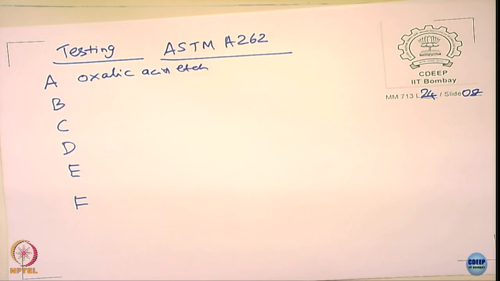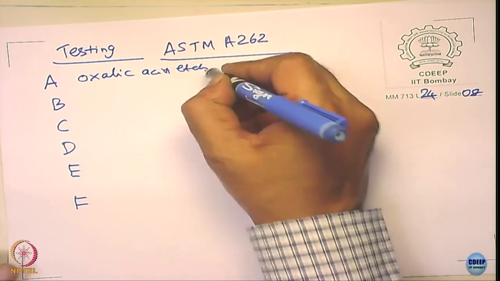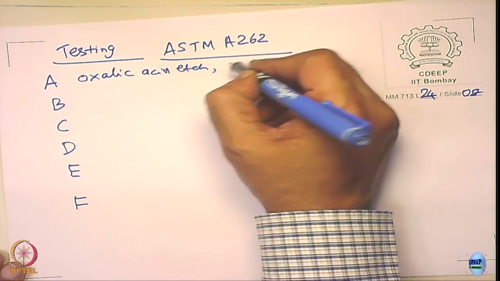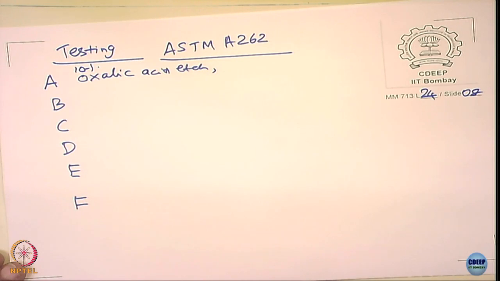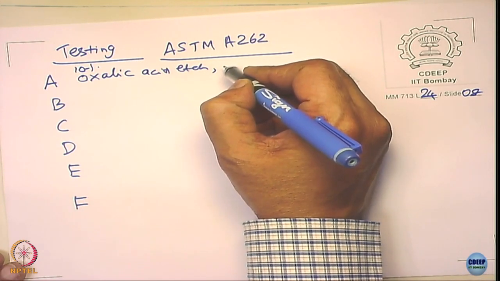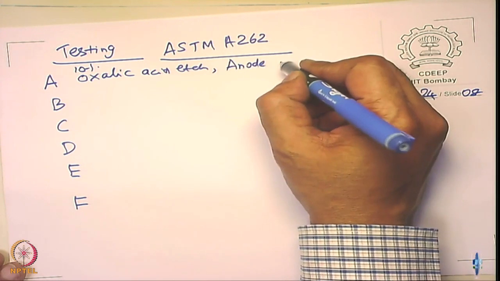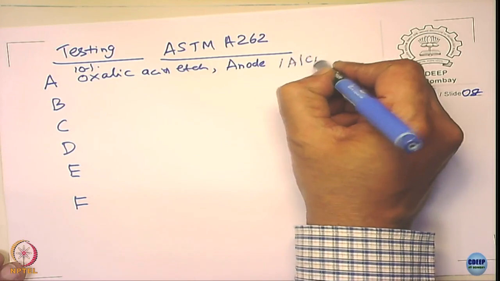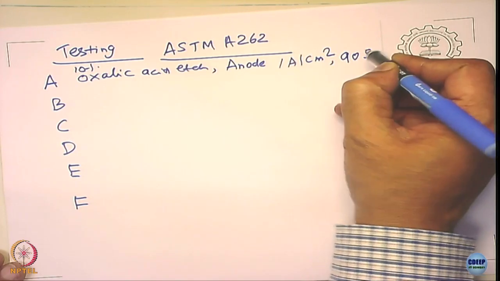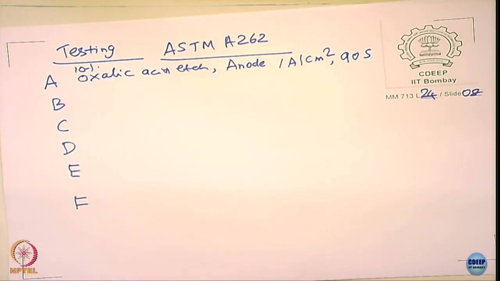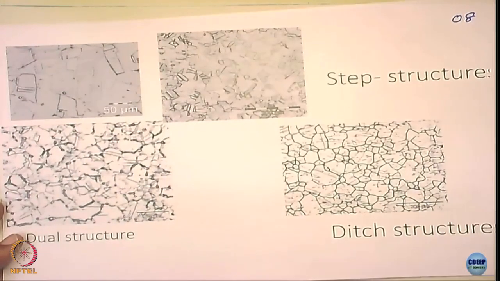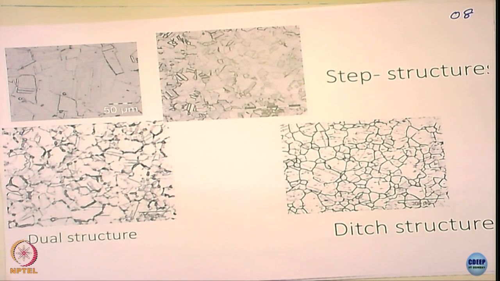You might have done this test in the lab, right? What have you done there? You used 10% oxalic acid, right? You made the sample into an anode, right? It is an anode. And what did you do? You applied a current of 1 ampere per centimeter square for about 90 seconds. And you looked at the specimen in the microscope, you would have got somewhat similar structures.